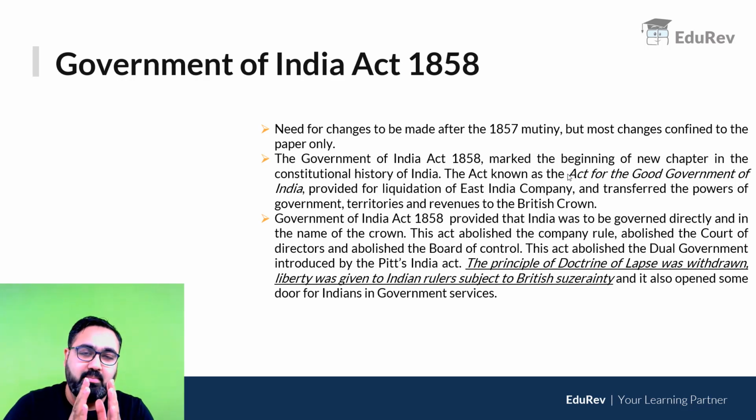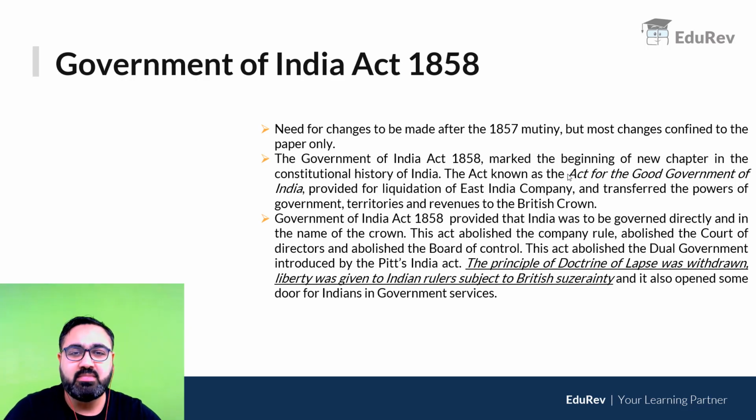Now remember, the acts that came before the 1857 revolt are called the Charter Acts, and the acts that came up after 1857 were called the Government of India Act. Now, in this act, the rule of the company ended officially. The British government now took over India's charge and the East India Company was liquidated.